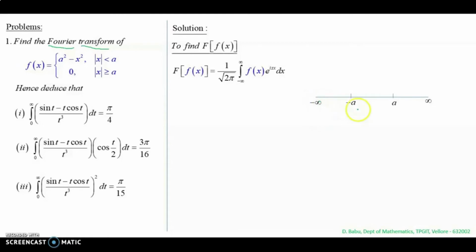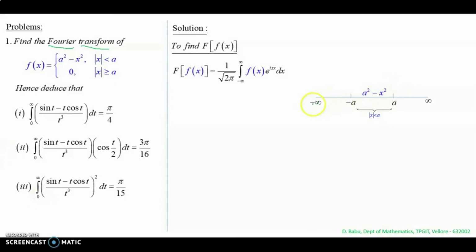That is minus infinity to minus a, minus a to plus a, and a to infinity. This minus a to plus a is called mod x less than a. So mod x less than a is nothing but the value of x lies between minus a and plus a. In mod x less than a, the value of f of x equals what? A square minus x square. So in minus a to plus a, f of x equals a square minus x square.